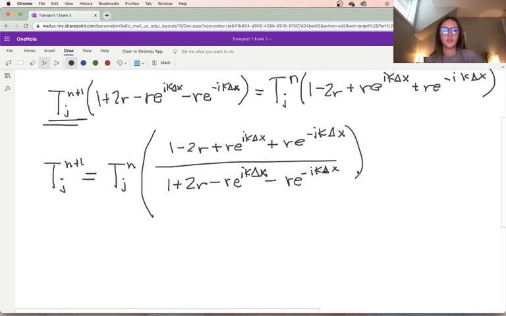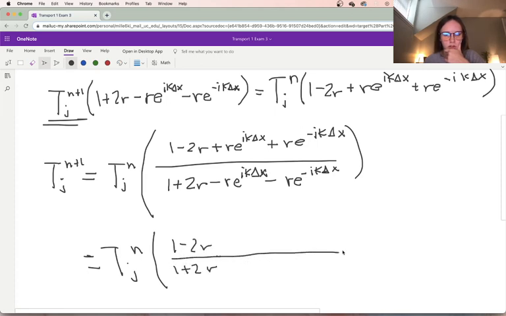And so now we can do what we did before, where we use the cosine, and so we can rewrite this as equaling T_j^n, and this will be 1 minus 2r over 1 plus 2r, and these will each go down to 1 minus cosine of k delta x. So that's what each one will be.